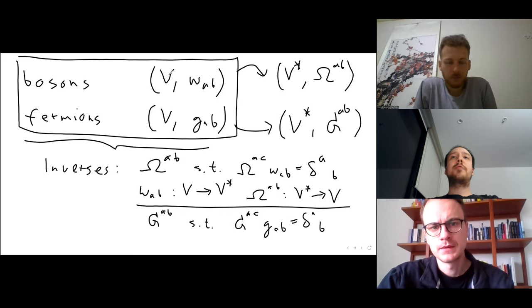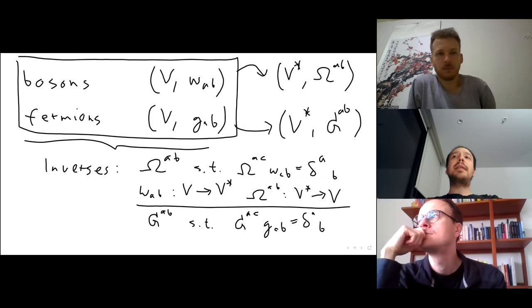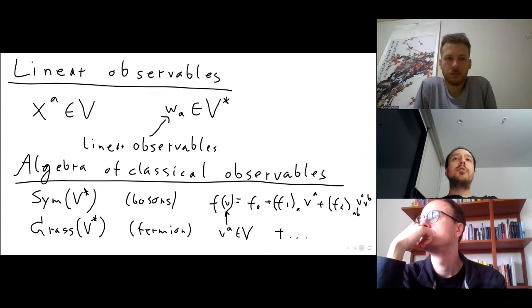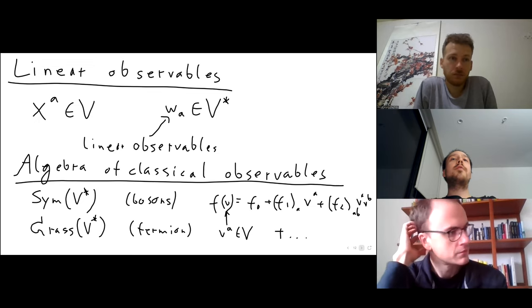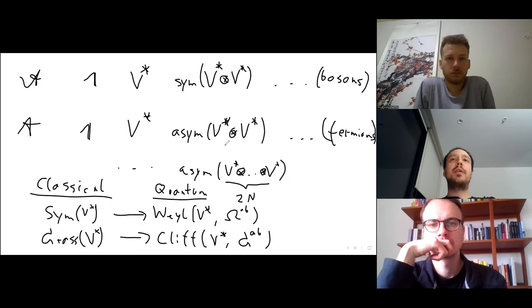And then I emphasized that whenever you have such a classical phase space, then of course you always have the dual vector space, the dual phase space, and this dual phase space naturally is also equipped with an inverse or dual symplectic form or metric. And then in this last part, I emphasized that the dual phase space is nothing else than the space of linear observables. And from linear observables, we can generate the full algebra of classical observables, which in the case of bosons is the symmetric algebra, and in the case of fermions is the Grassmann algebra generated from V star. That's it.